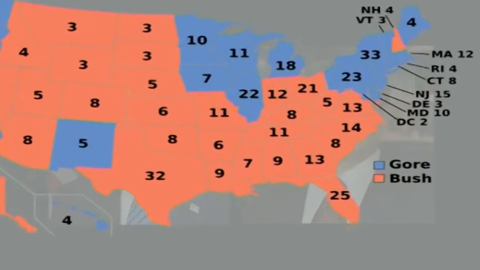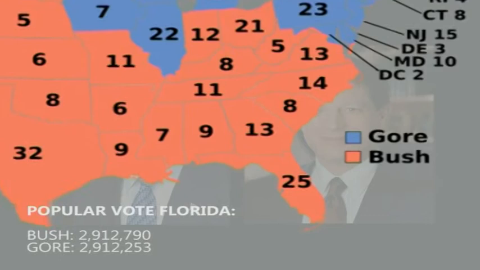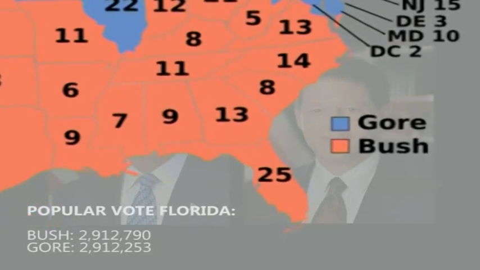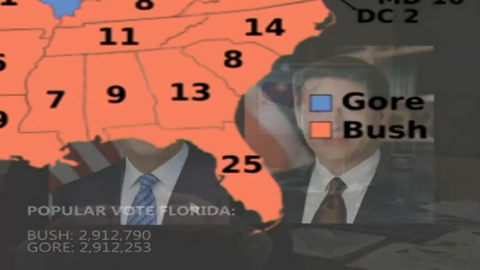The crucial example of this was in Florida. Now, Al Gore was winning the election, yet George Bush won the state of Florida and the electoral votes from Florida, and therefore he won the election.